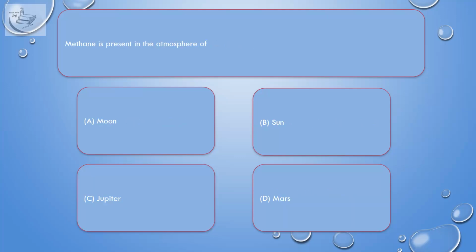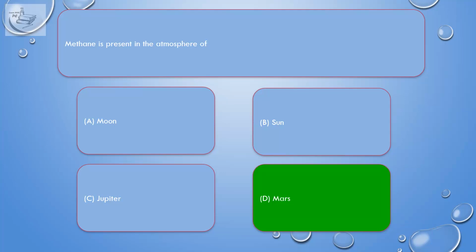Question: methane is present in the atmosphere of A. Moon. B. Sun. C. Jupiter. D. Mars. Correct answer is D. Mars.